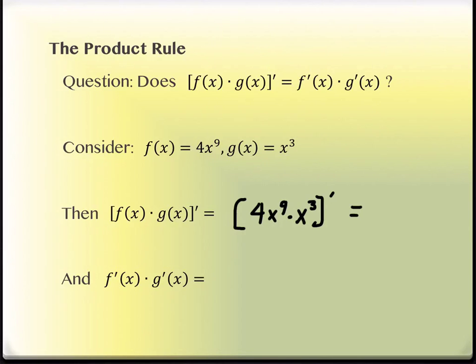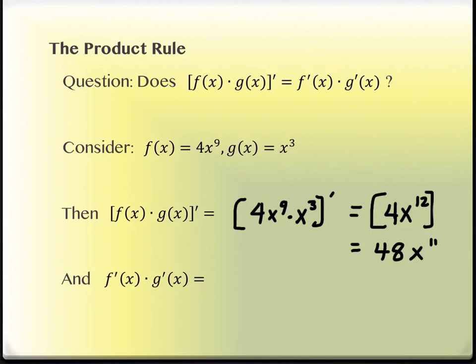Yeah, it's 4x to the 12th. Because I multiplied first, and then I took the derivative, what is the derivative of 4x to the 12th? Close, 48 and then x to the 11th. So if we multiply the functions first and then we take their derivative, I get 48x to the 11th.